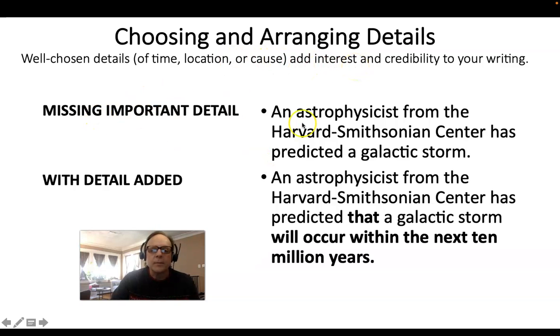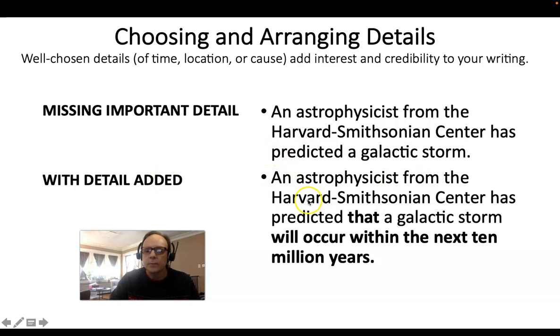And for example, in this first sentence, we're missing an important detail. An astrophysicist from the Harvard Smithsonian Center has predicted a galactic storm. So I don't know what a galactic storm is, but it sounds serious. And when I read that, I'm kind of wondering when, where, what. I don't know anything about this. So we need to add a detail at least to make this a little clearer.